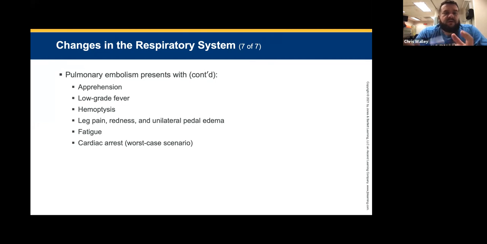All right, so with PEs you may present with a low-grade fever. You can have leg pain, redness, and unilateral pedal edema, because it's got a clot forming, and now you're not getting the fluid back, or the blood clot is blocking the blood exchange. So as basics, you're going to give supplemental oxygen and supply ventilatory support as needed. They may need to be bagged, so you may provide a bag valve mask.